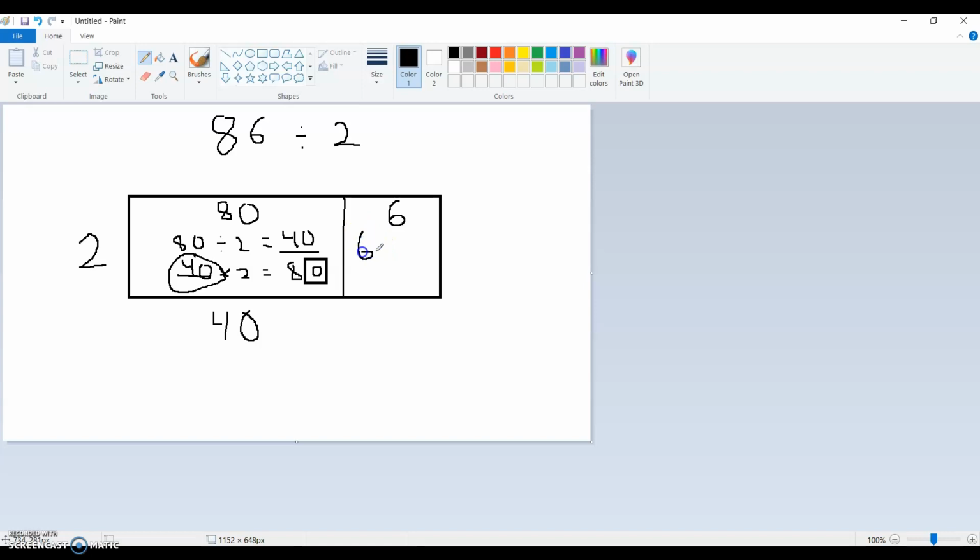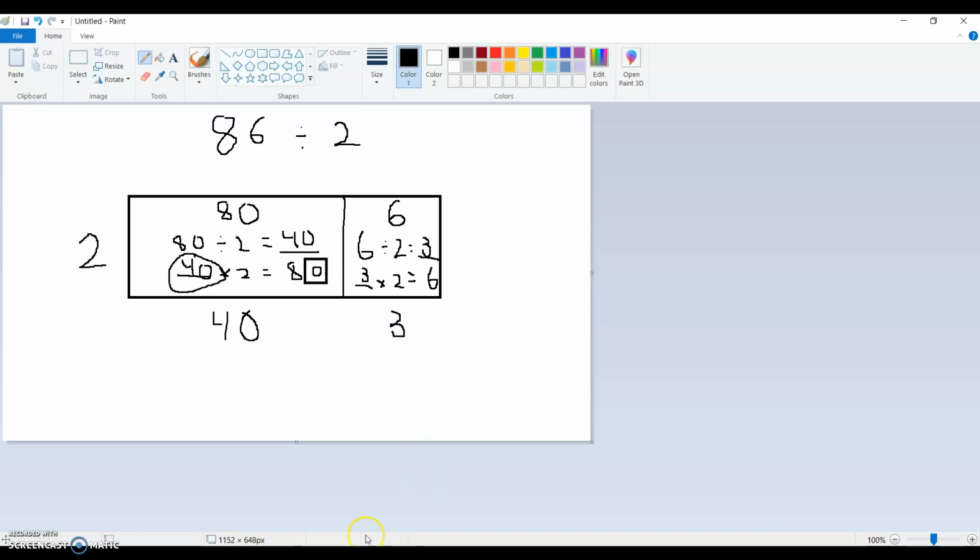Next, we have 6 divided by 2 equals something. And like we said, multiplication and division, two sides of the same coin. You can always flip them around. Something times 2 equals 6. And if we skip count 2, 4, 6, we know that that mystery number is 3. 3 groups of 2. Which means 6 divided by 2 equals 3.